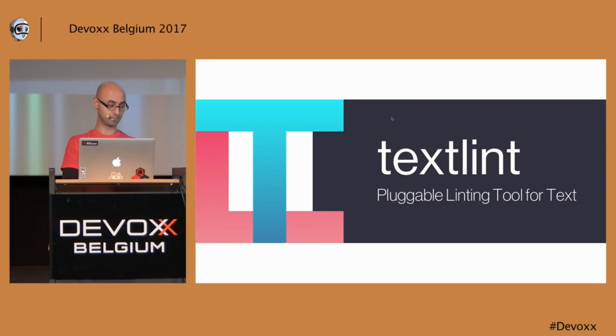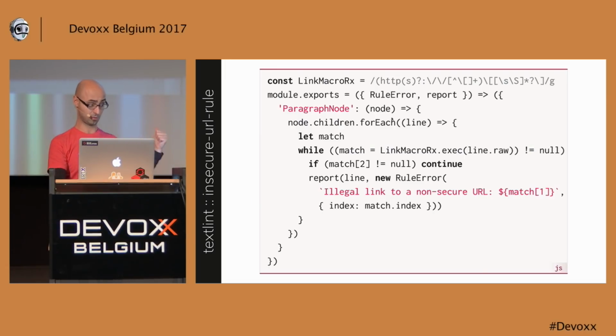TextLint is a tool where you define your grammar with some examples and so on, and then you try to compile this grammar against sources, and then it gives you some errors. You can see here we created some examples. In this one, we created one rule, called link macro rx, well, it's called insecure URL rule, sorry, but basically what it does is check that all the HTTP includes are using HTTPS, and if not, fail.